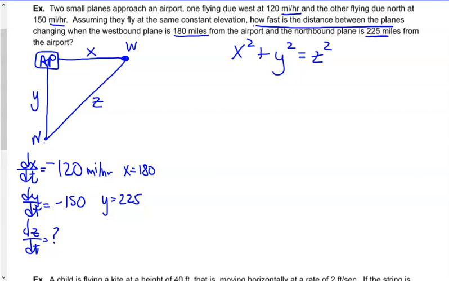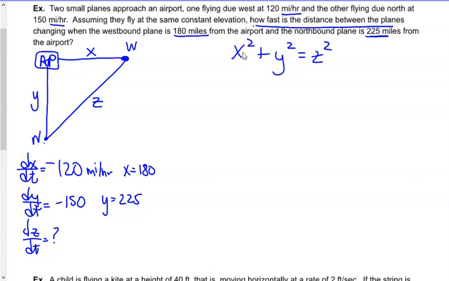Now remember, do not throw numbers in. This is a specific instance in which I'm looking for an answer, but I cannot plug that in until I have differentiated this formula. So I'm going to implicitly differentiate this with respect to t. There are no t's, so every time that I take a derivative of those variables, I need one of those rates of change: dx over dt, dy over dt, and dz over dt.